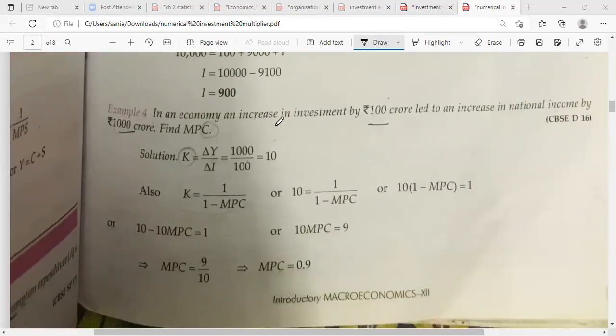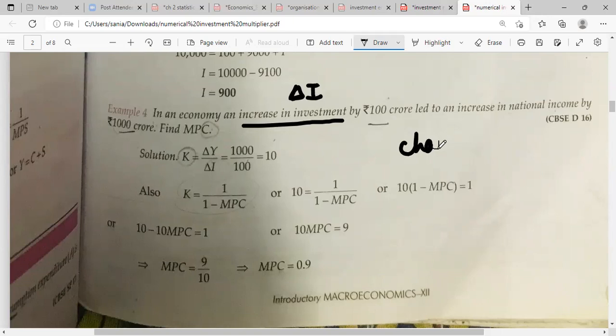Now this one is an important question. In an economy, an increase in investment. Increase in investment means they have given you delta I. They can give you increase or change in whatever, and you have to calculate accordingly. So delta I is given, which leads to an increase in national income by 100 crores. Your national income is increasing, so that's delta Y. You have to calculate MPC.